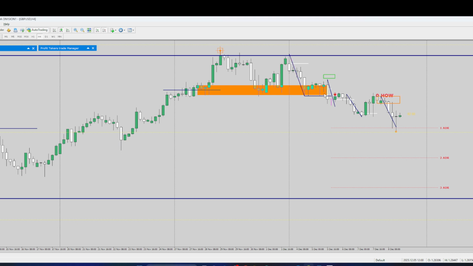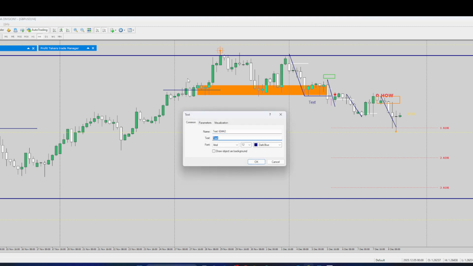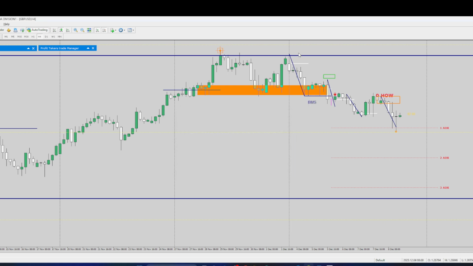So this was our break of structure, break of market structure. I'm just going to put BMS, break in market structure, right there. Okay, so once it creates a low, guys, now we wait for the retracement, and then our entry is going to be in this area. And then it's going to do this about 2 or 3 times, right?